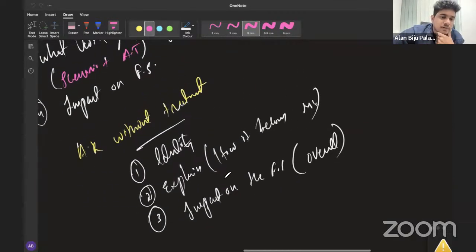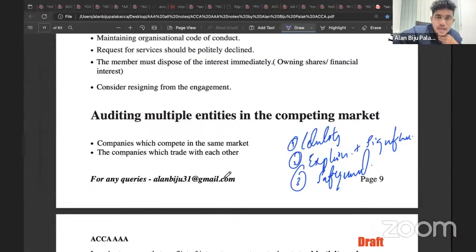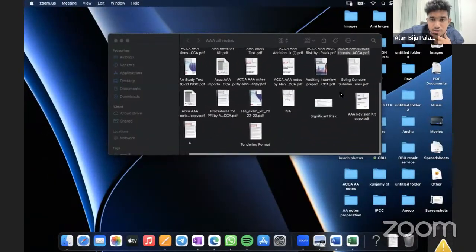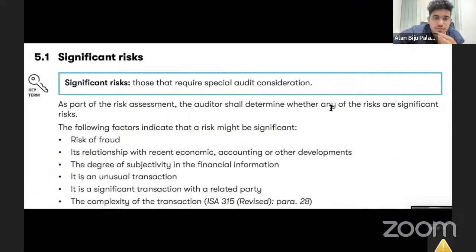While writing audit risk without accounting treatment, we should identify the risk, explain it, and show the impact on the financial statements. We have also studied the criteria for determining whether a particular risk is significant or not. So what was the criteria? First, we need to consider whether there is any possibility of fraud, then economic, accounting or other developments. The subjectivity of the area can be considered. We can consider whether there is any unusual transaction, then related party transactions. We can also consider the possibility of complexity of the transactions.